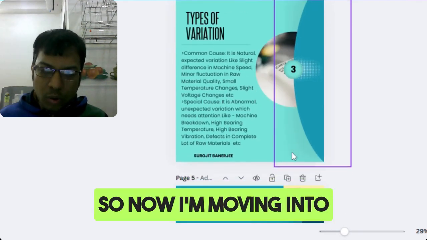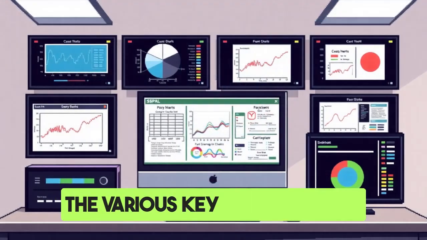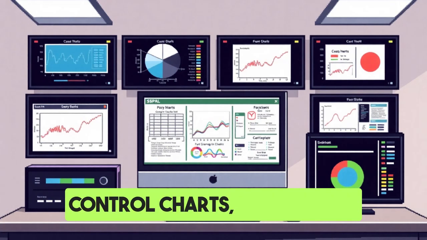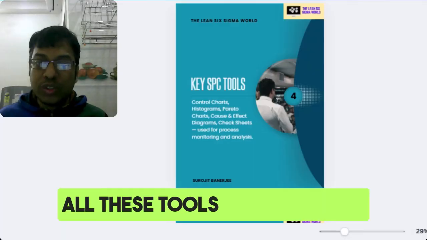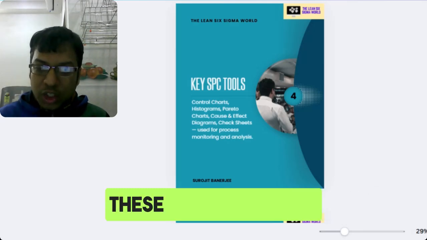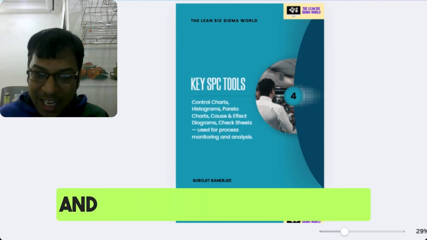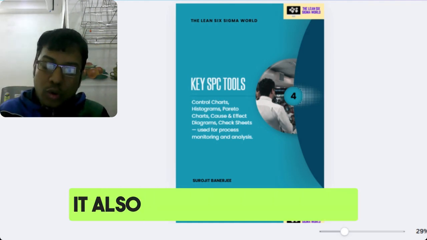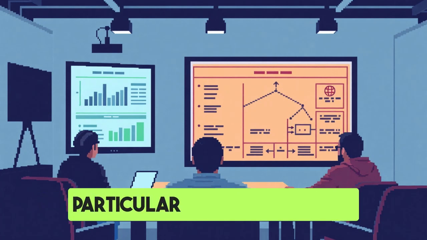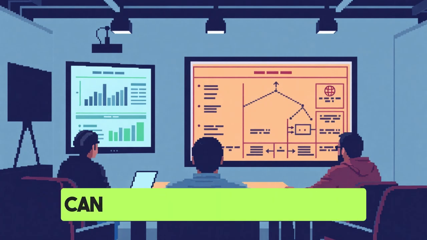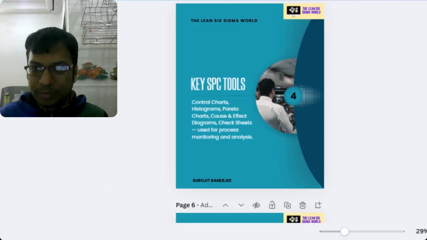So now I'm moving into the key SPC tools. The various key SPC tools are control charts, histograms, Pareto chart, cause and effect diagram, check sheets. All these tools are statistical process control tools. These tools are used for process monitoring and also to analyze the process. They also help you to find the root cause of the problem so that you can solve the particular problem, and you can ensure improvements and sustain those improvements.